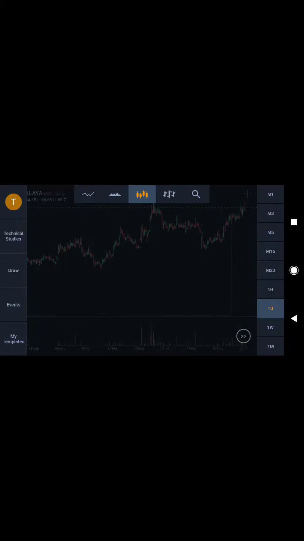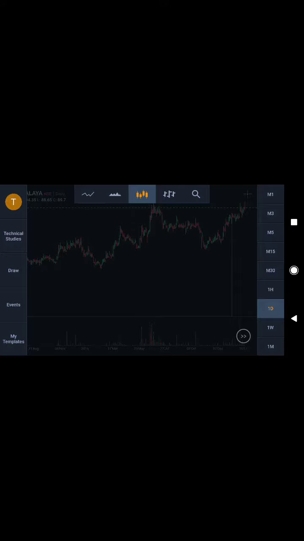You click on the screen on the right side, you'll get daily, weekly, and monthly time frames. Generally I look at daily, weekly, or monthly. Monthly you need very rarely. So daily and weekly are the best time frames to search.